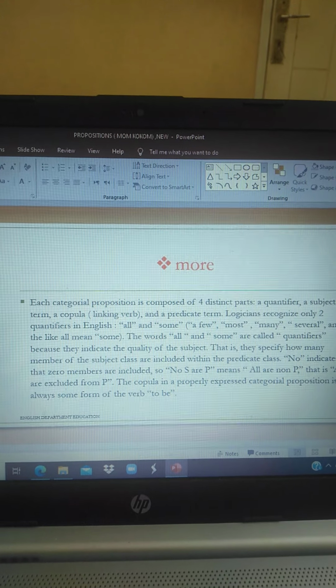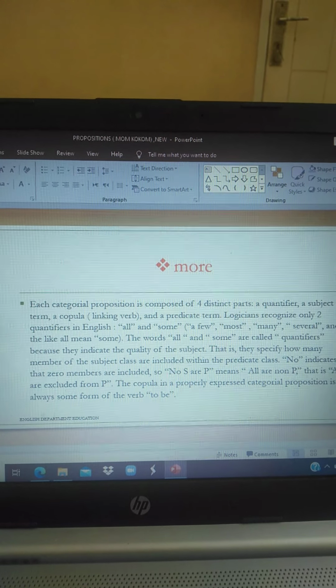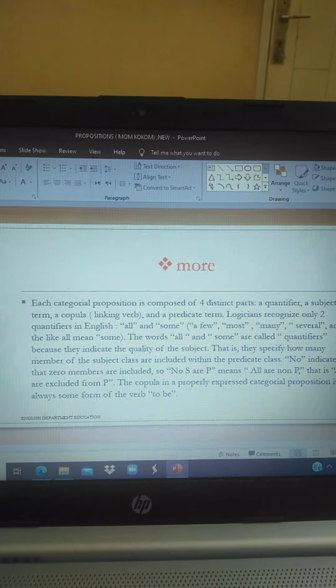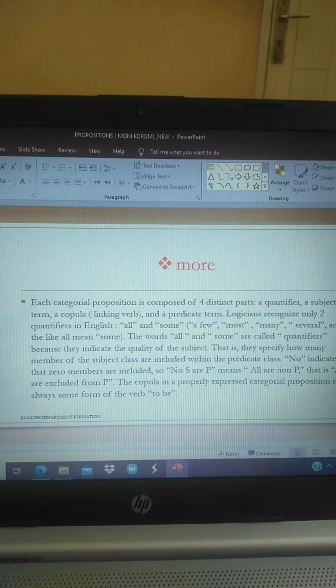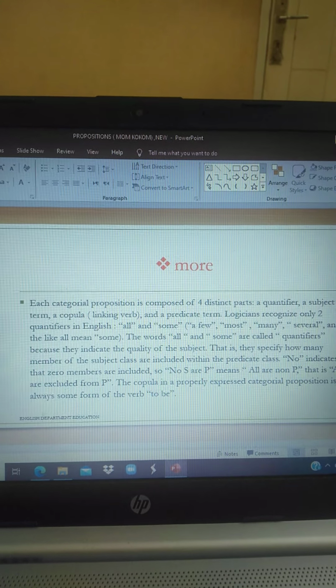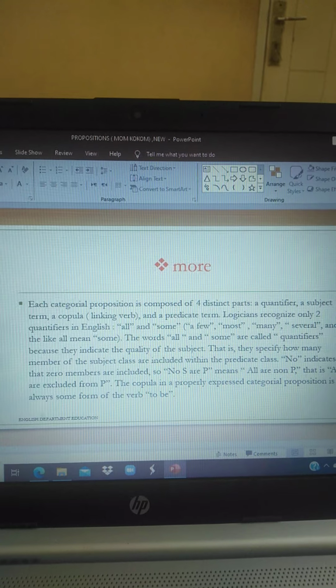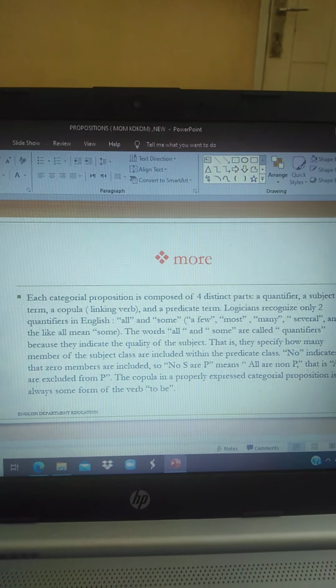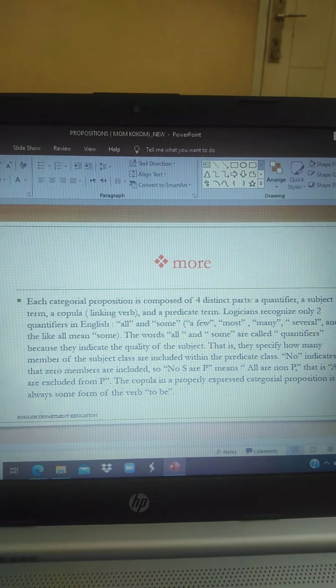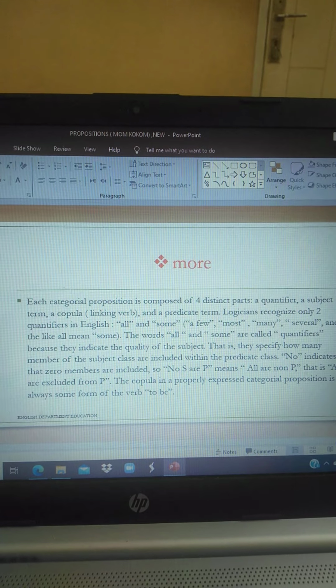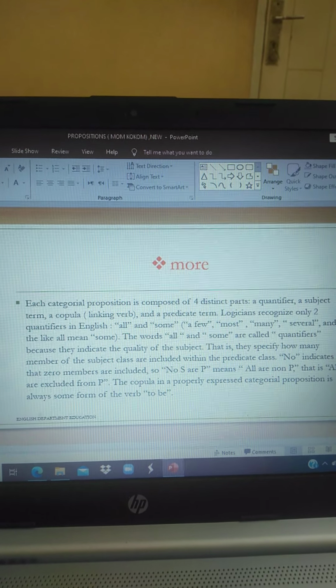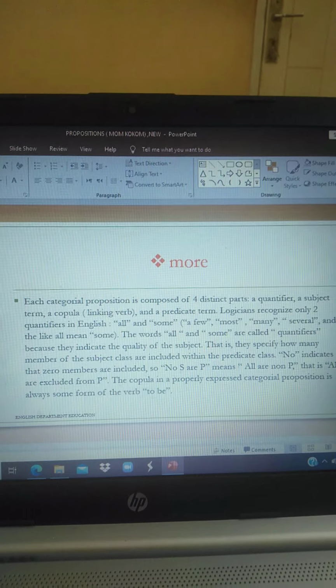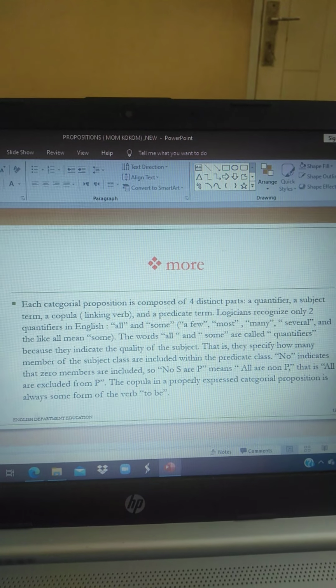Each categorical proposition is composed of distinct parts: a quantifier, a subject term, a copula or linking verb, and a predicate term. Logicians recognize only two quantifiers in English, all and some. The words all and some are called quantifiers because they indicate the quantity of the subject. That is, they specify how many members of the subject class are included within the predicate class.